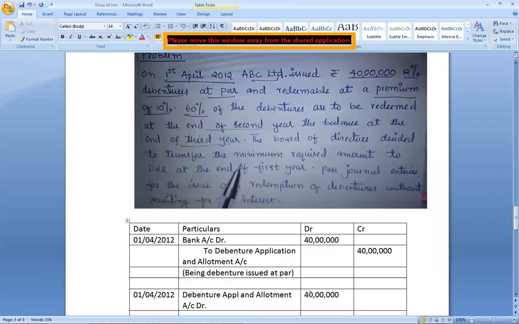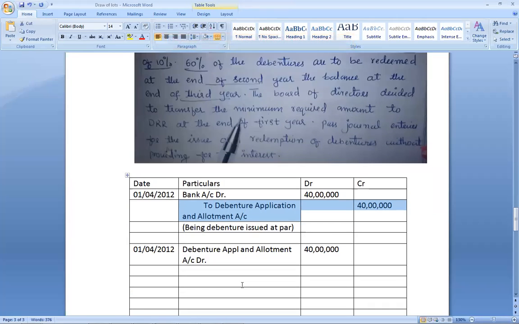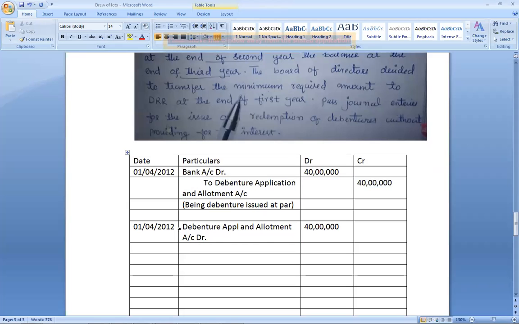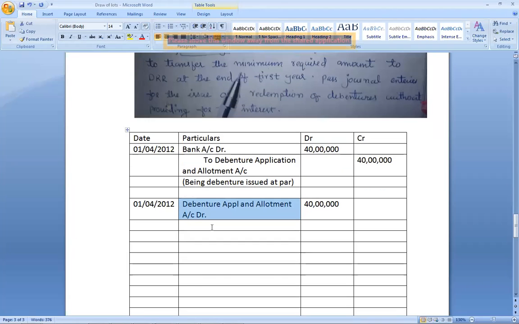Now, what is the amount? Bank account debit to debenture application and allotment account, 40 lakhs. This is a temporary account. We have to close this account, and we have to put the money in the debenture account. Our final account will be credited, the debenture account.